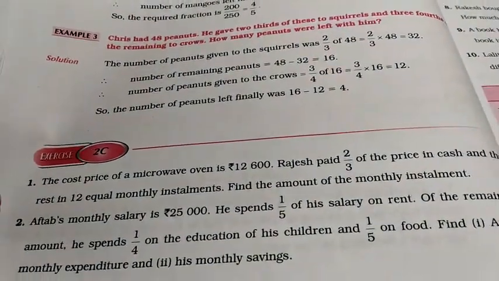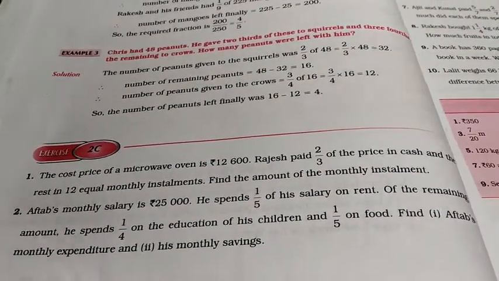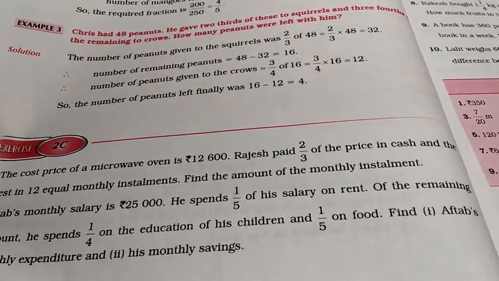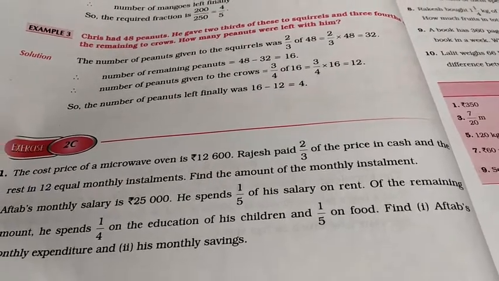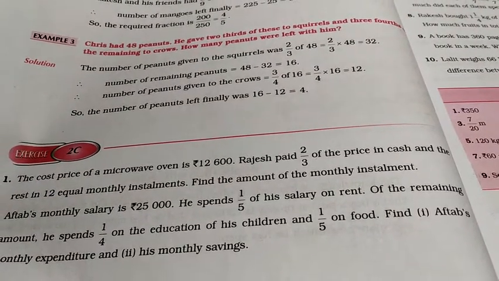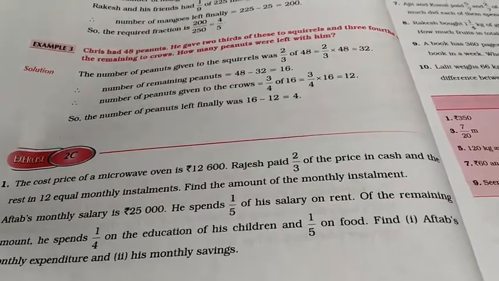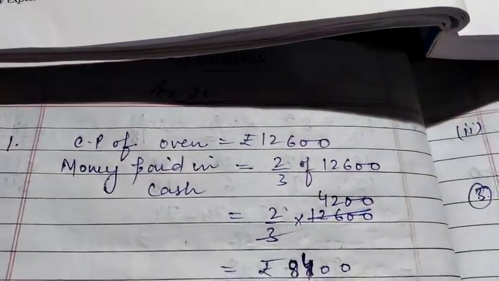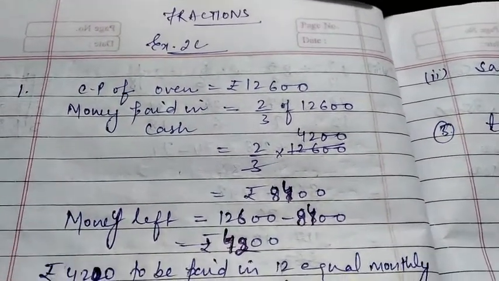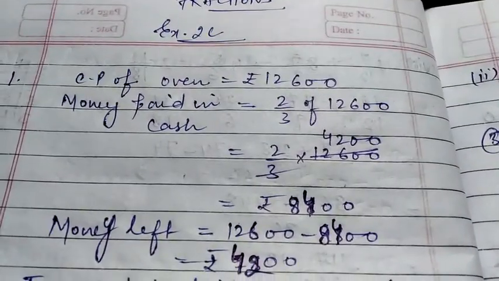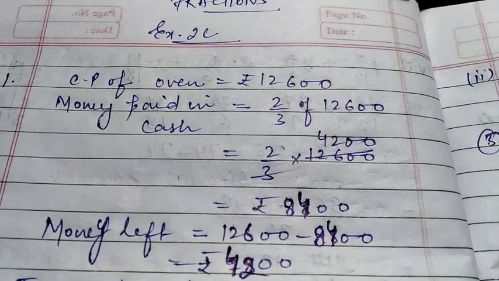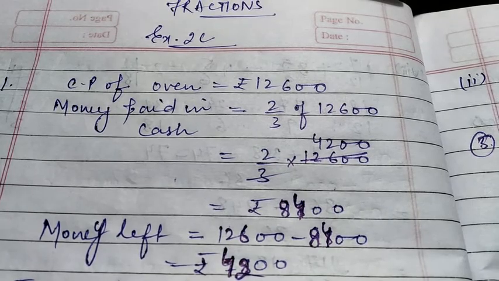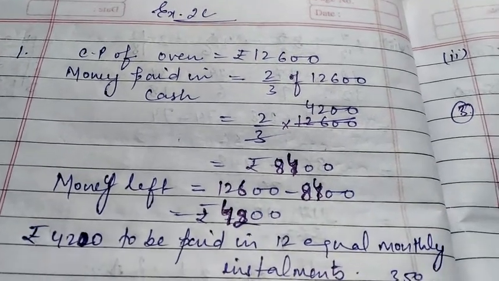The first question: the cost price of a microwave oven is rupees 12,600. Rajesh paid 2/3 of the price in cash and the rest in 12 equal monthly installments. Rajesh purchased a microwave and the cost is 12,600. Now this full amount he has not paid. He paid 2/3 in cash. So first we find out what is 2/3 of the total amount, that is 12,600. So the amount will be 8,400.